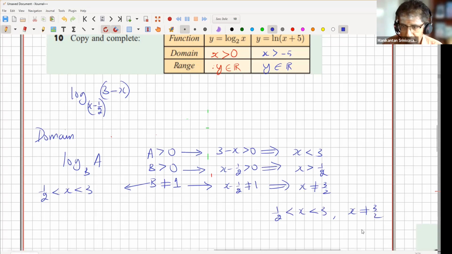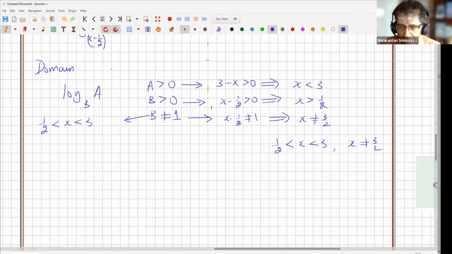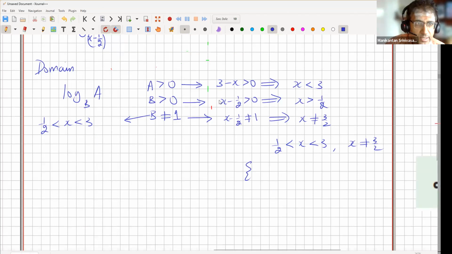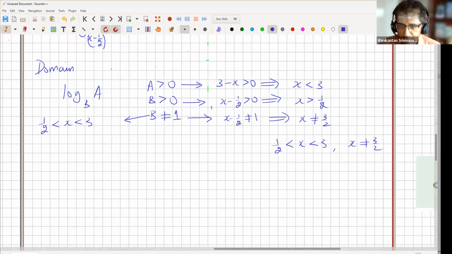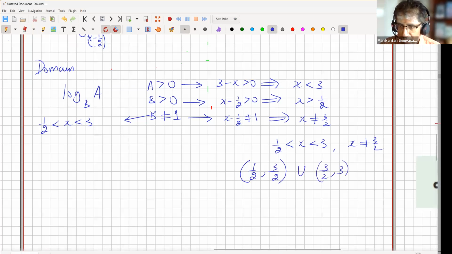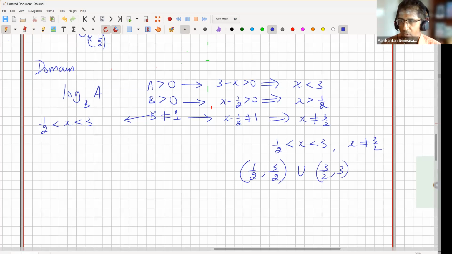Either you can write it like this, or in set notation, you can write something like this. You guys understand the open interval and closed interval, right? This bracket means half is not included, right? So 3 by 2 is not included. Union 3 by 2 to 3. So you have a break at 3 by 2, and then it will go on till 3. And neither half nor 3 is included. Yeah, all of you good on this? Cool.